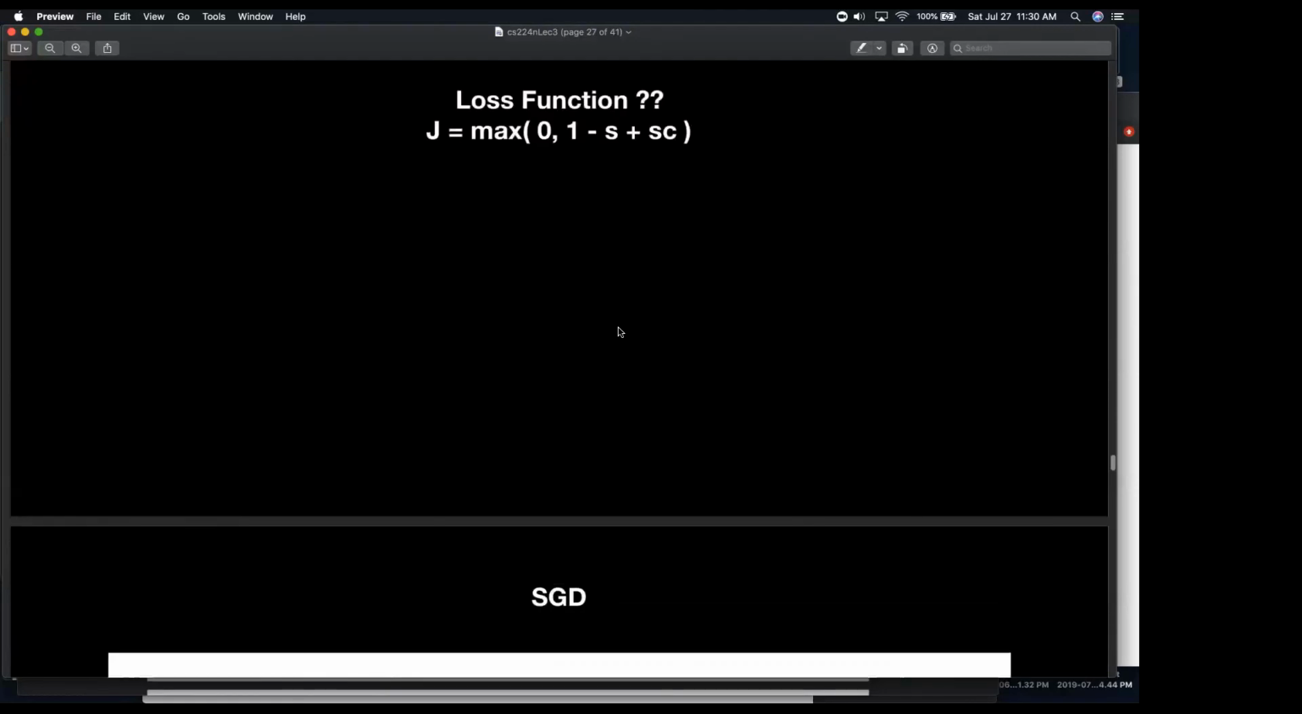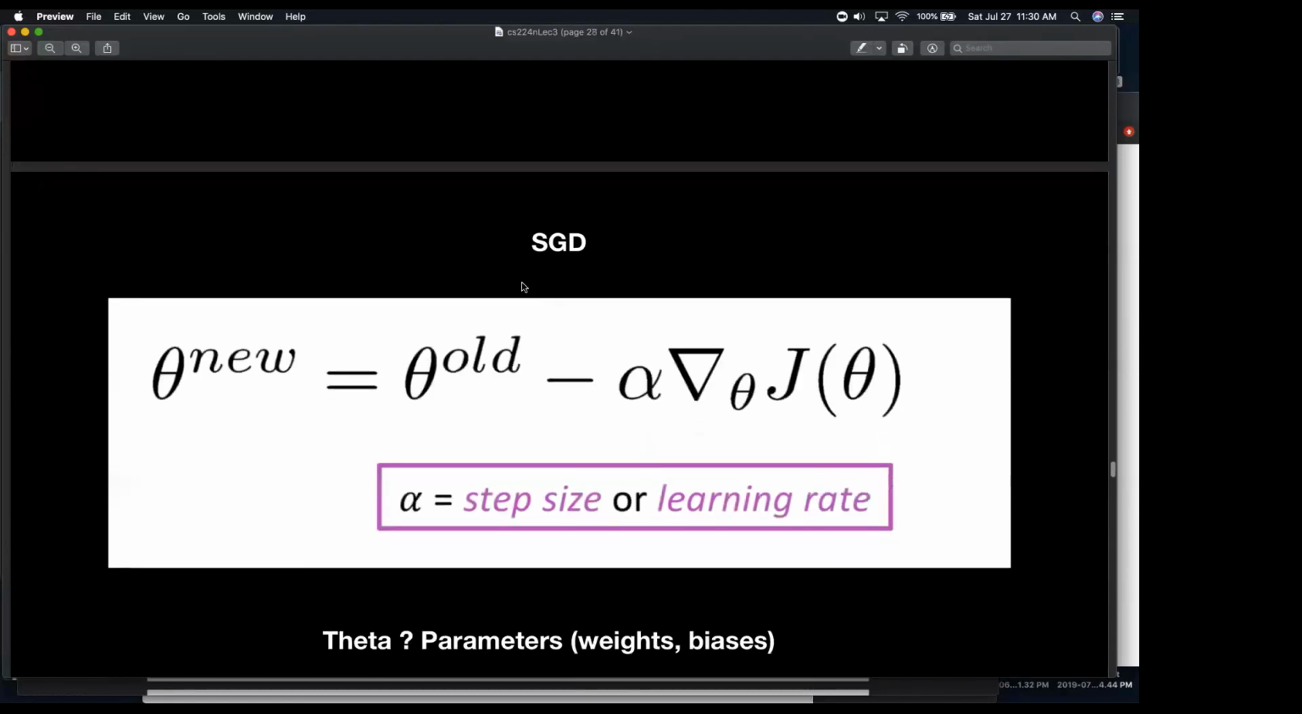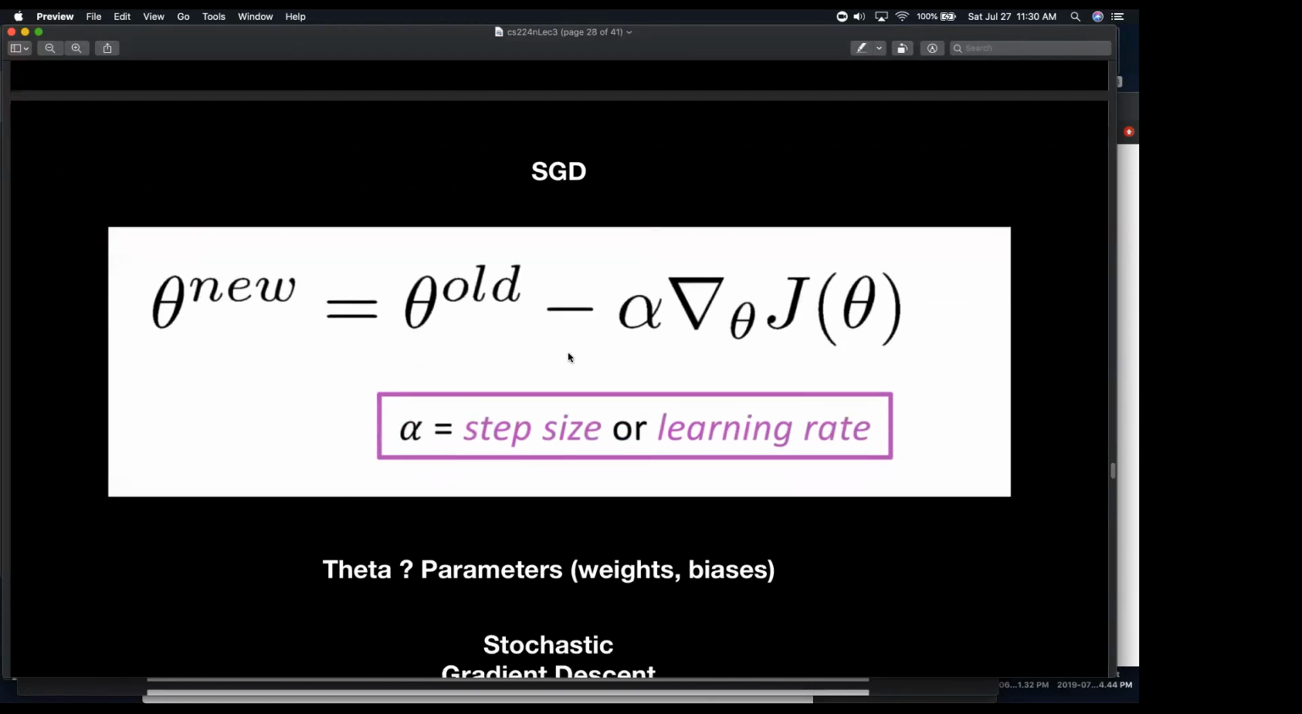Do you guys want to cover SGD? This is an important topic. So if you guys are saturated, you probably should start with SGD next time. This is, I think, the most important thing that we need to focus on. So what does everyone think?